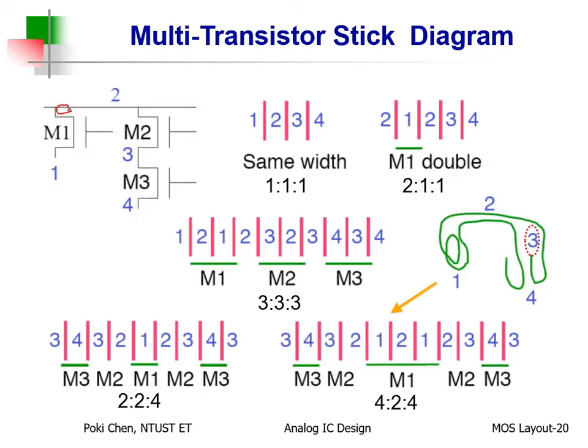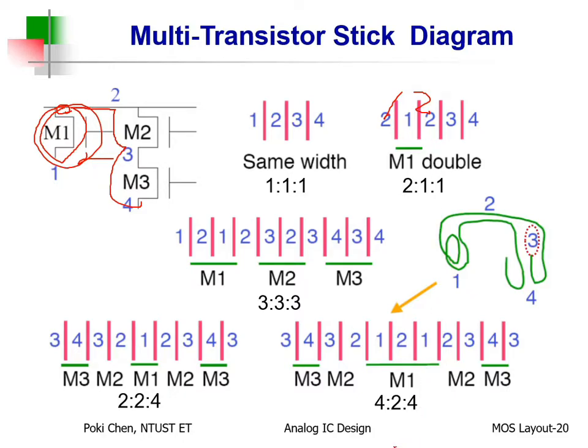You can start from this node. So 1, 2, go back to the same node. Then 1. Congratulations, we stack all of them. When I say 1, 2, it means 2 segments. 2 segments of M1 are laid out.